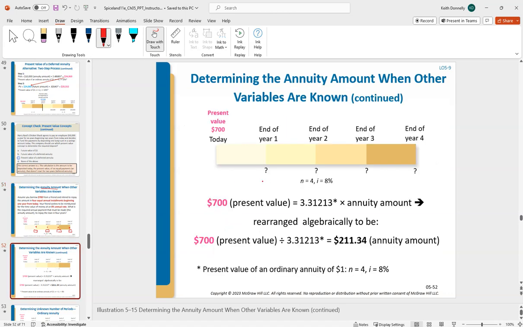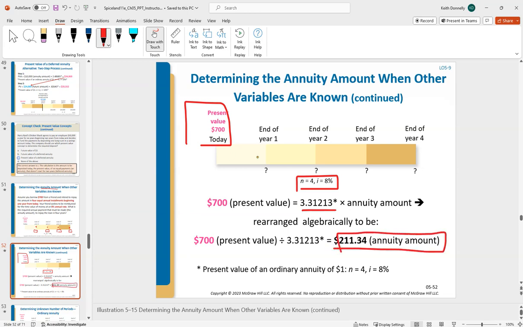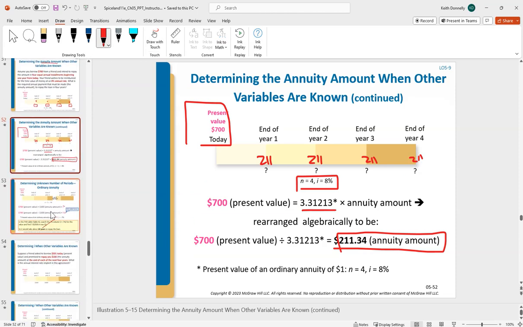So all we do here is we just rearrange the formula. We have the present value of that annuity equals the factor that we can get from this guy right here times the annuity amount. Slide that over, 700 divided by the factor. Each payment has got to be $211. You just rearrange the items on there.